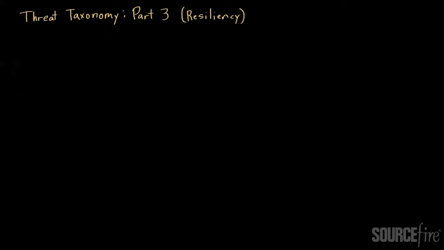So if you recall from the first two videos, the first dimension that I talked about was the way the threats propagated. The second dimension was talking about the kind of harm that threats might do. And in this video, we'll do the third dimension, which is resiliency.